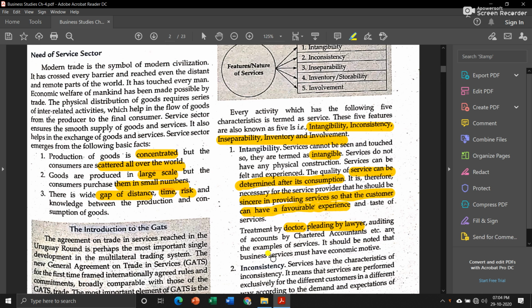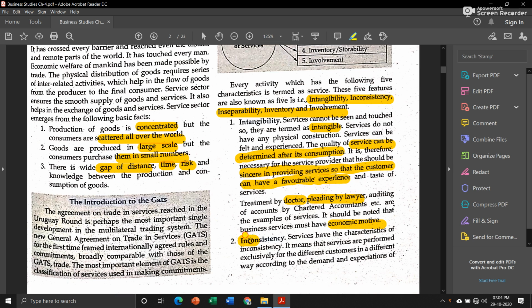And it should be noted that business services must have economic motive. Means until and unless those activities or those services have an economic motive or profit earning motive, it cannot be said to be business services.